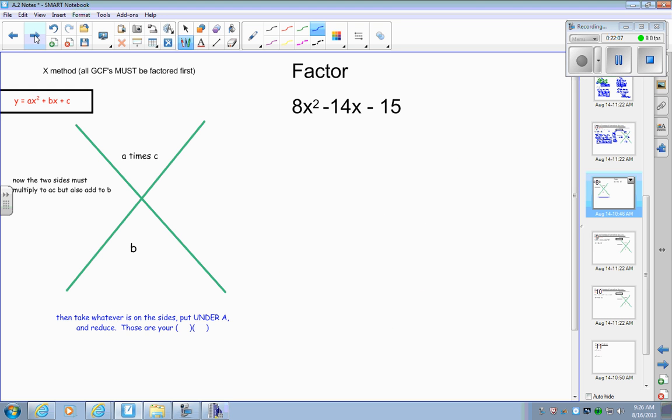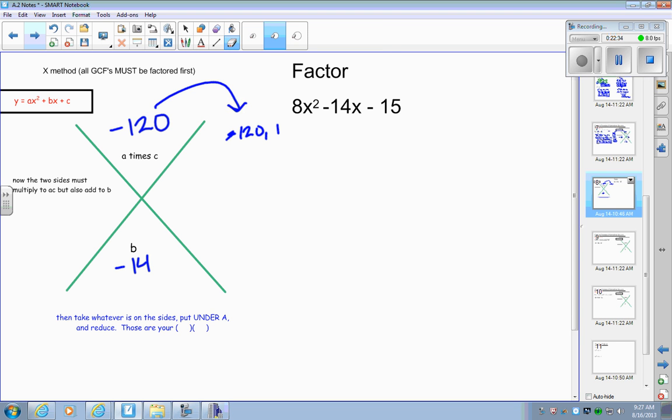Okay, here's another example of how to use this x method into the grouping. 8x squared minus 14x minus 15. So I'm going to do A times C up top. So 8 times 15 is negative 120. The B value is negative 14. So just start listing stuff. What multiplies? Well, I guess we don't have to worry about signs right here. What multiplies to 120?